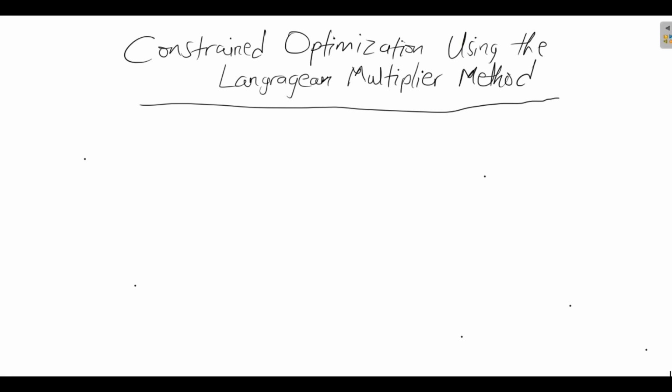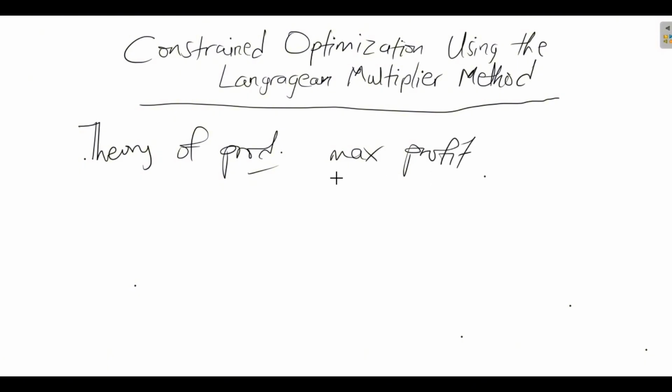And in today's lesson, we are looking at constraint optimization using the Lagrangian multiplier method. This is often used in economics, right? Now, in the field of economics, we mostly want to optimize functions. In the theory of production, what we know is that firms want to maximize profit, right? They want to maximize profit, and also they want to minimize cost.